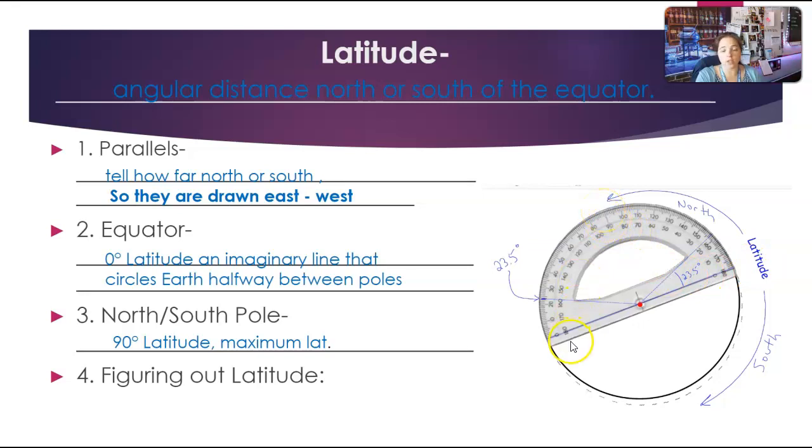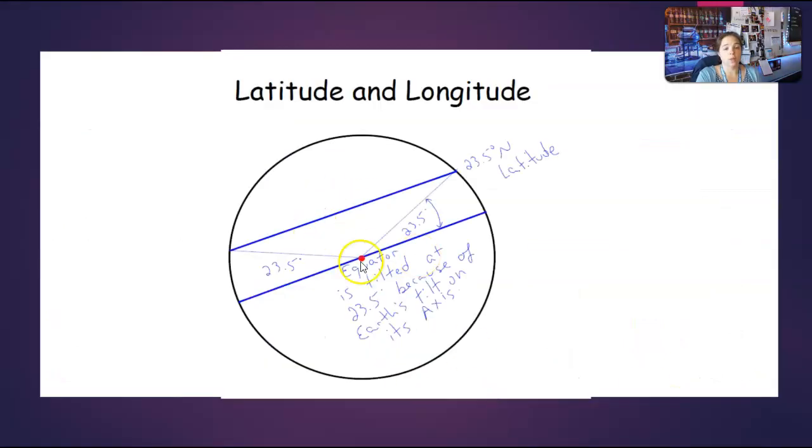They will never touch. However, on the compass, you see how you have the 10 here and the 10 there? They match up. They would go straight across. They are straight lines up and straight lines down. Something like this. So 23.5 degrees north, that's 23.5, 23.5. That is the latitude line, 23.5 degrees north.